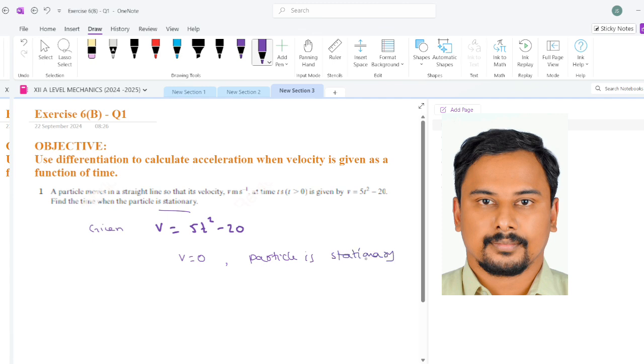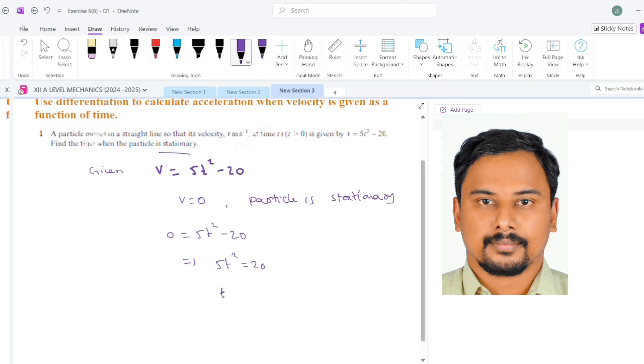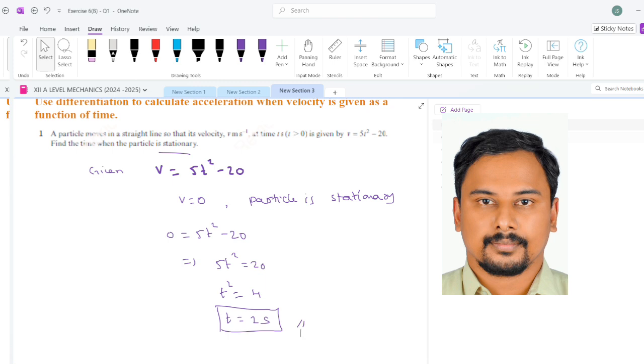What is the meaning of particle is stationary? The object is not moving. Therefore just put v equal to 0 in the above equation. So 0 is equal to 5t square minus 20. That implies 5t square is equal to 20, so t square is equal to 4. Therefore t is equal to 2 seconds. This is the answer for the first one. Next, here we don't need to do differentiation because they didn't ask us to find the acceleration.